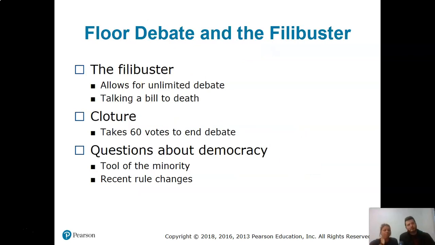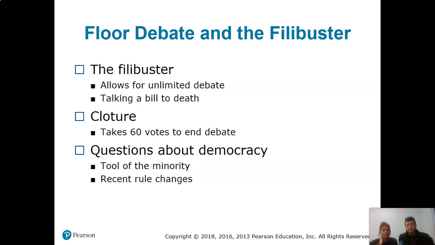I think so. So, floor debate and the filibuster. We talked about the filibuster in the last video. It basically allows unlimited debate in the Senate. You can literally talk for as long as you want on a bill. A filibuster, as I mentioned, is when you get up and start talking about a bill and you just keep talking until the other side gives up and pulls the bill from consideration.